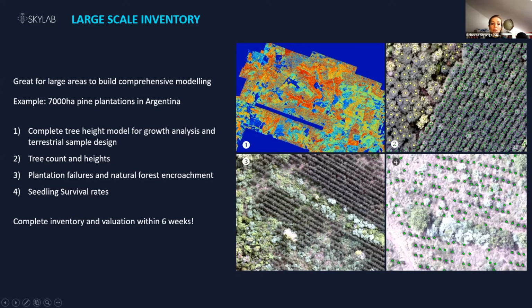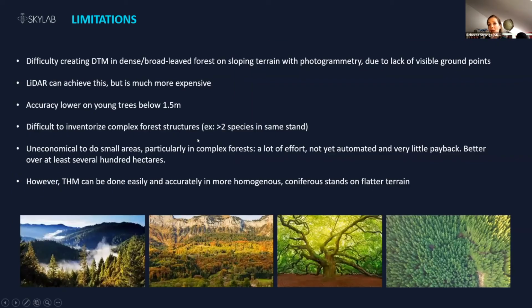So that's all the great things that can be done with 3D modeling, but what are the limitations? As Simon talked about before, we have difficulty creating a good digital terrain model in areas of very dense forest where there's also sloping terrain underneath with photogrammetry, because you need those ground points. You need to be able to see the ground points from the air. LiDAR can achieve this, as Simon mentioned, but it is much more expensive.